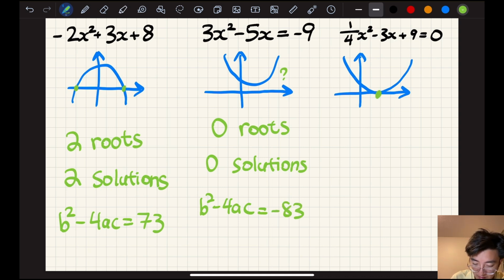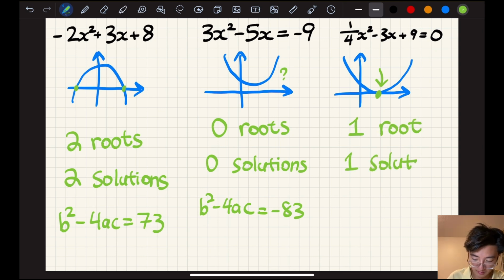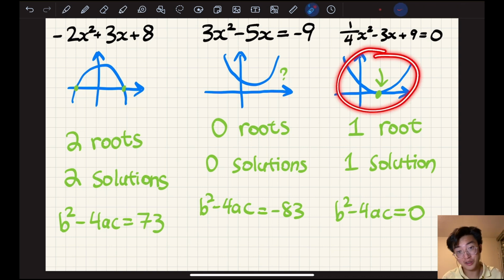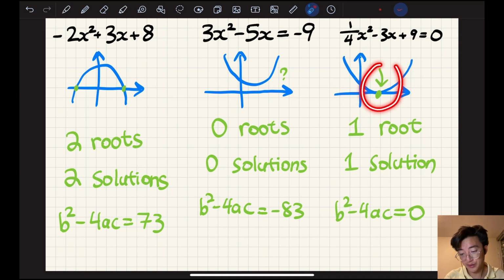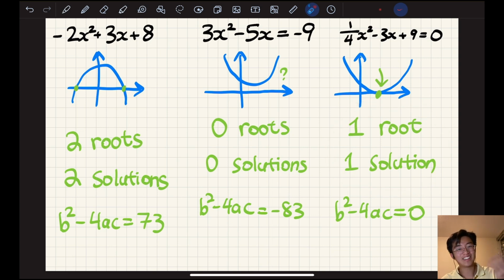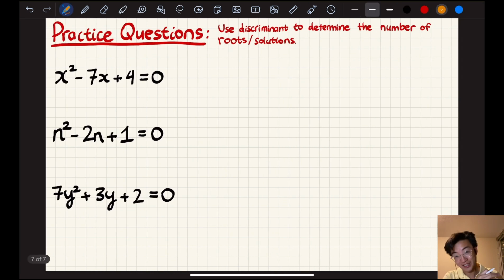And the last one, we have 1 root. It touches the x-axis at exactly 1 spot, giving us 1 solution. And the b squared minus 4ac was 0, as we found earlier. Right, so just a quick technicality. Technically, this last one right here, there are 2 solutions, but they're just overlapped on a single spot. So even though there are quote-unquote 2 solutions, they're both the exact same solution. So we just treat it as 1 root or 1 solution. Yeah, just for technicality's sake.